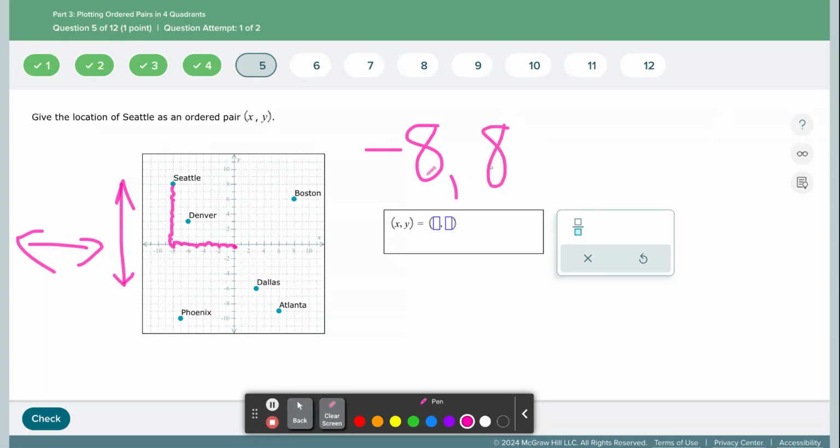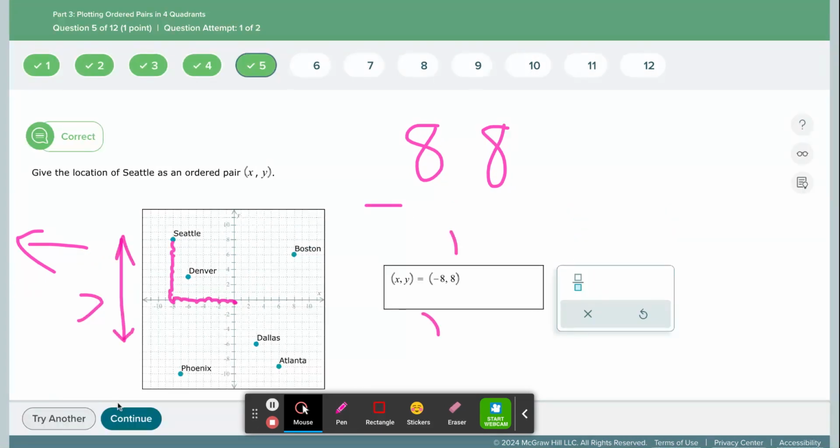When you go up, those are positive numbers. When you go backwards, those are negatives. So we're going to start practicing that. Let me just type this in and we'll do some more practice problems. Okay, I'm at -8, 8. Here we go. Moving on.